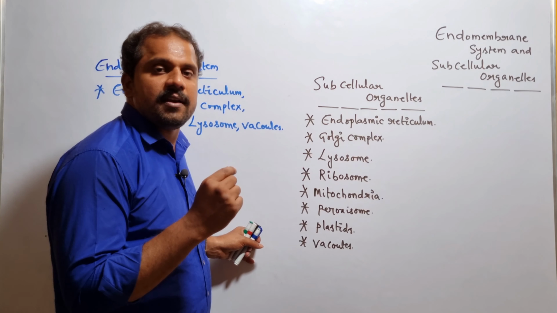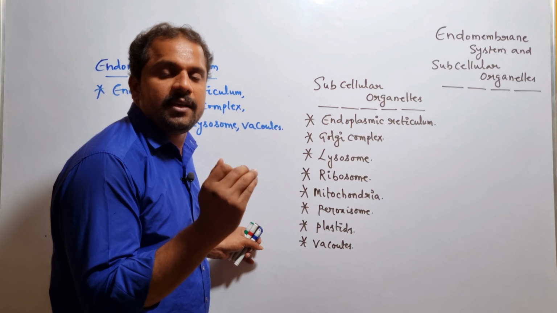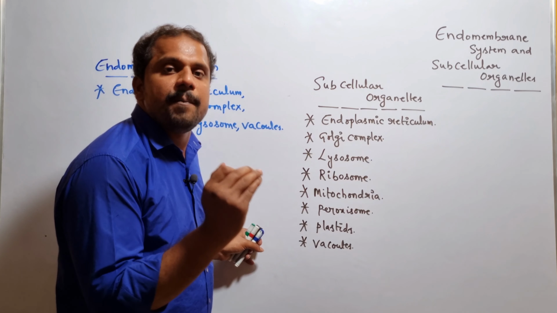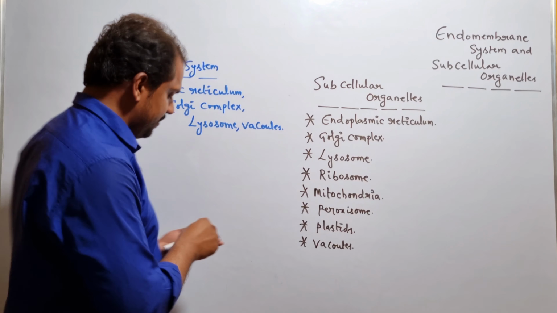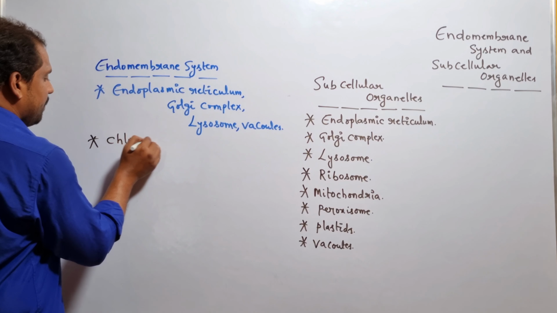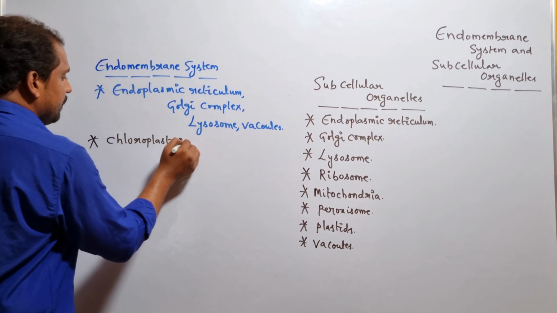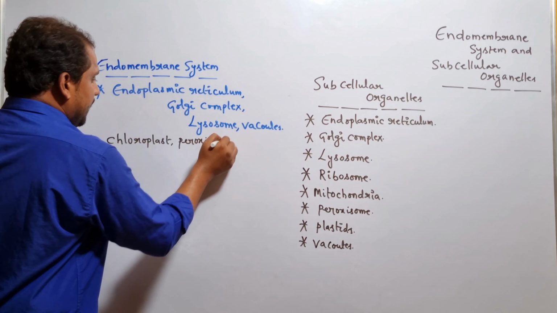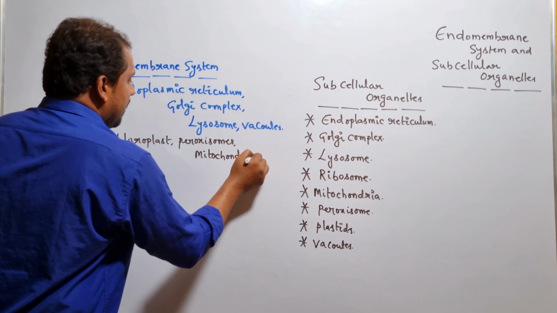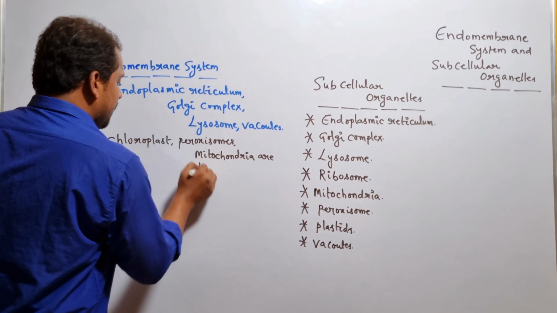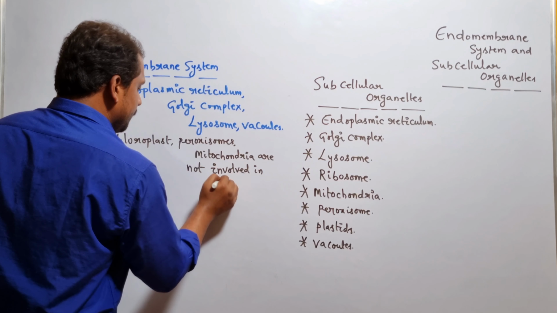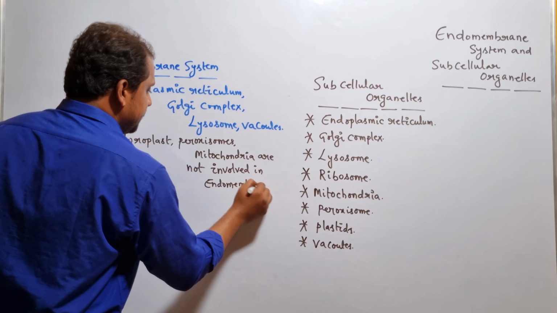Then what are the subcellular organelles which do not come under the endomembrane system? They include chloroplast, peroxisomes and mitochondria. Chloroplast, peroxisomes and mitochondria are not involved in the endomembrane system.